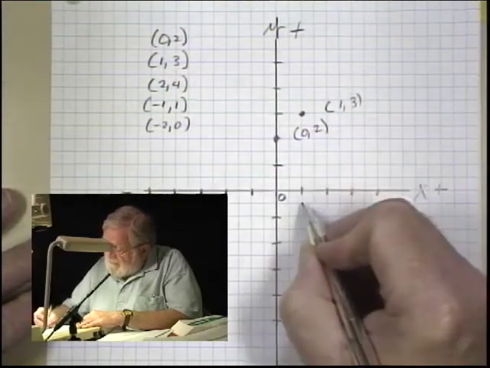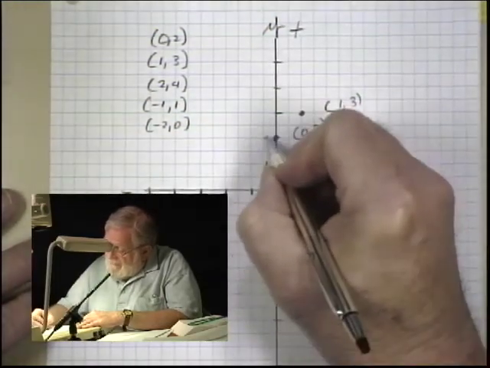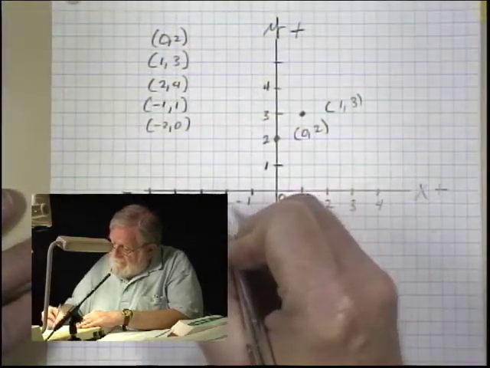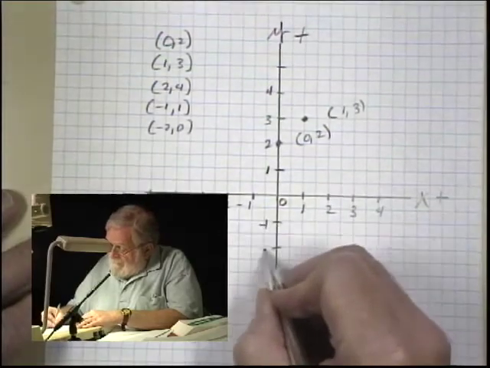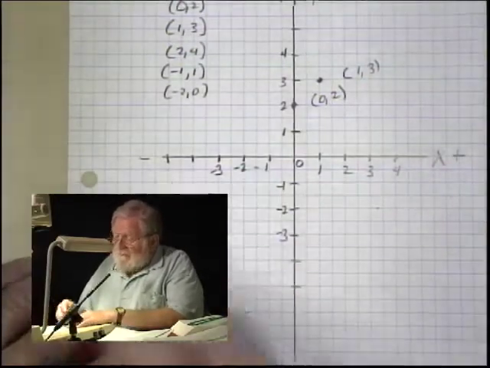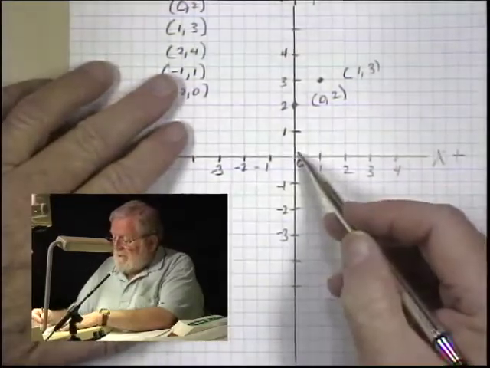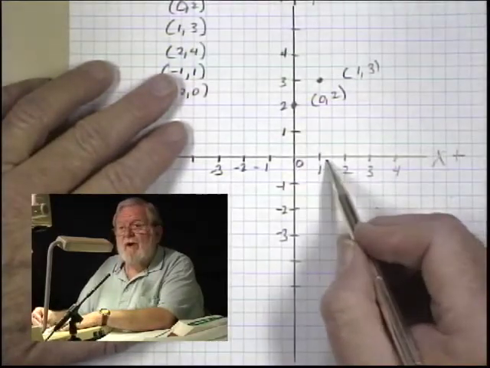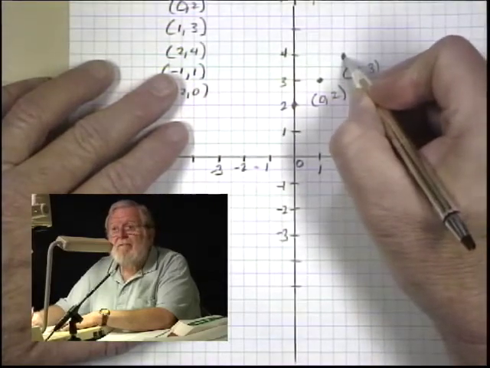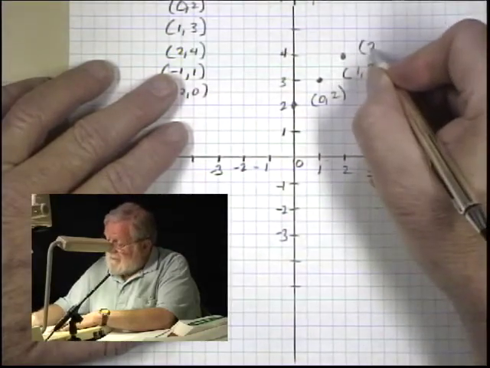1 and 3. I should label for you my axes. I just mark off minus if I'm in a minus direction, positive in a positive direction. So my third point was x equals 2, y equals 4, which is right here. Go over 2 and up 4. So this is 2 and 4.